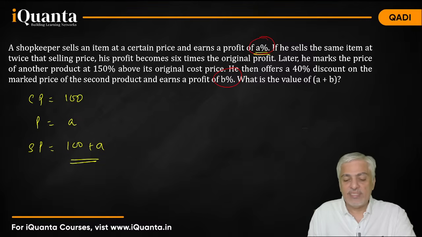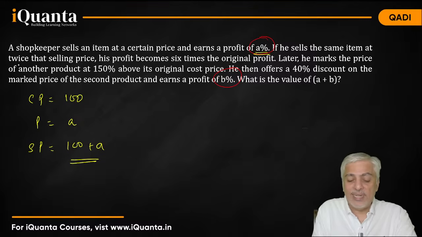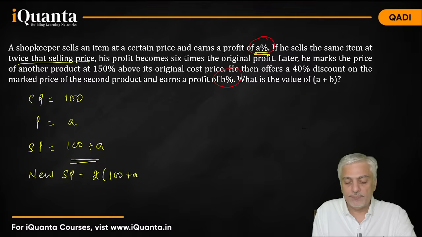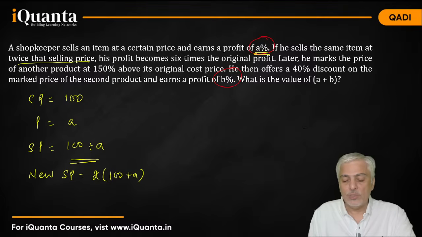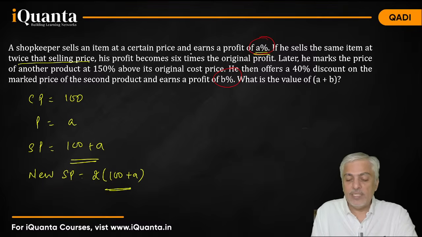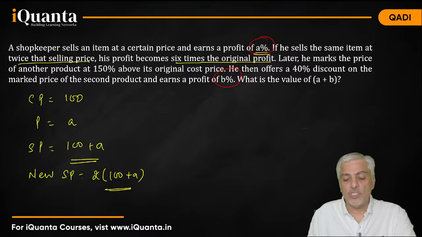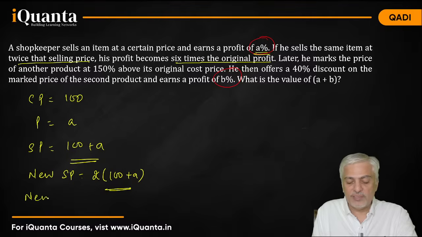If he sells the same item at twice that selling price, the new selling price is double of 100 plus A. Yeah, most of the people have started getting the answer. Good. His profit becomes 6 times the original profit. So what is the new profit? Let's check the new profit.